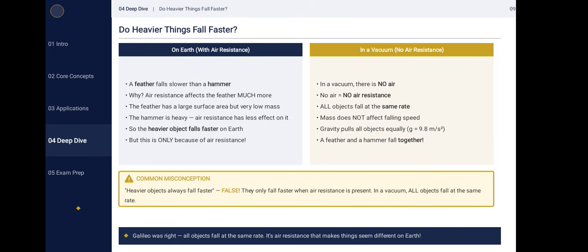On earth, the gravitational pull is equal for the feather and for the hammer. But what is the difference? What makes the hammer hit the ground earlier as compared to the feather? It has less surface area and less air resistance as compared to the feather. Got it? So the idea that heavier objects always fall faster is false. This is a misconception and you will have to clear it. They only fall faster when air resistance is present. In a vacuum, all objects fall at the same rate. So Galileo was right, he said that all objects fall at the same rate. It's air resistance that makes things seem different on earth.